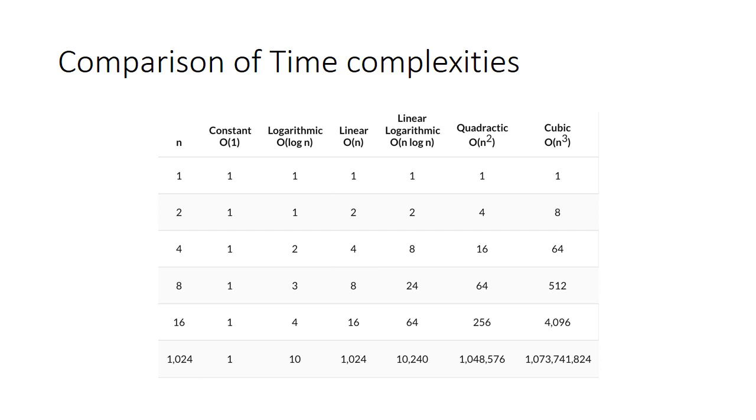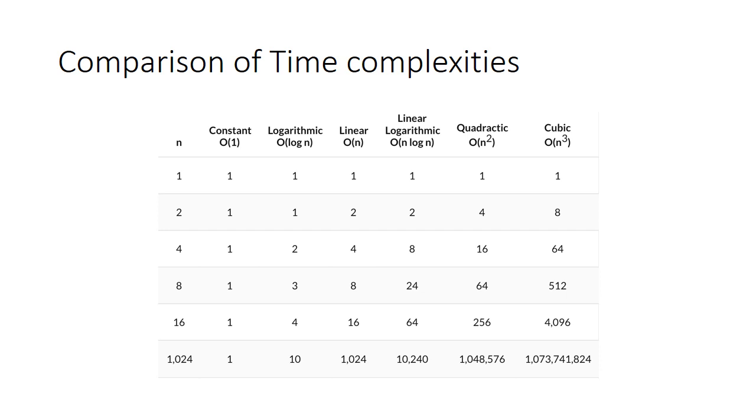If we compare time complexities with a given input size, it'll help us further understand why time complexities matter when we choose our algorithm. So at an input size of 1, they all perform equally well. At an input size of 16, n log n algorithms already perform much faster than quadratic and cubic algorithms.